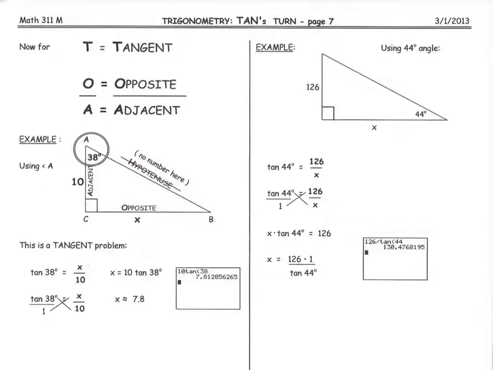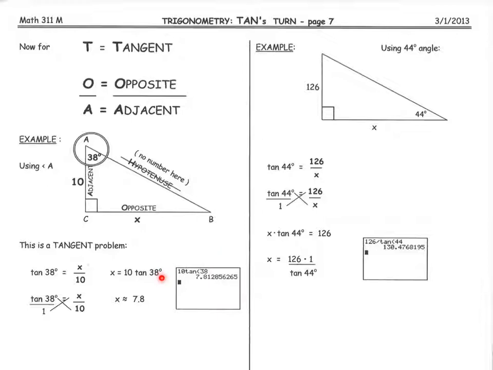To set up a tangent problem, you write tan from the corner you're using, which in our case is 38 degrees, is opposite X over adjacent 10. Put a 1 beneath the tan 38 so we can cross multiply, and we end up with X equals tan 38 times 10, which, as I told you before, it's easier if you put the 10 before the tan 38. It makes using the calculator less complicated.